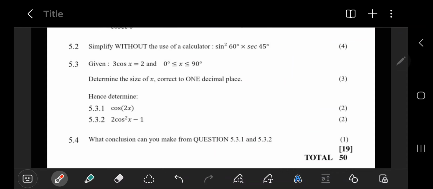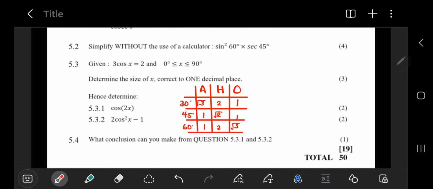Let's now go on to 5.2, simplify without the use of a calculator. We have sine squared 60 degrees times sec 45 degrees. Firstly, the angles that we have, 45 and 60, those are special angles. And we know that for special angles, I've shown you in the previous video the table that we use to get the values. I'm just going to put it up here. So this is the table that we use, and it allows us to get all the ratios for 30, 45, and 60. Now let's start off by substituting.